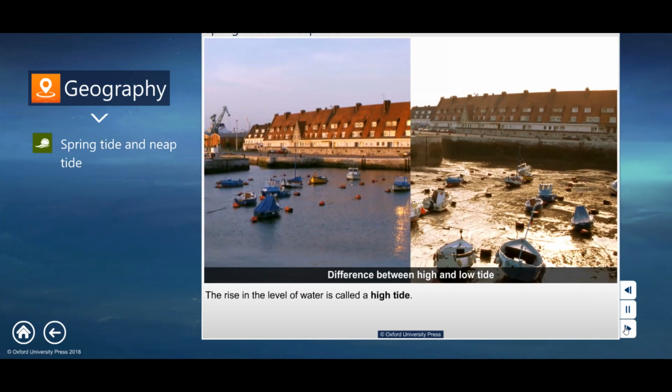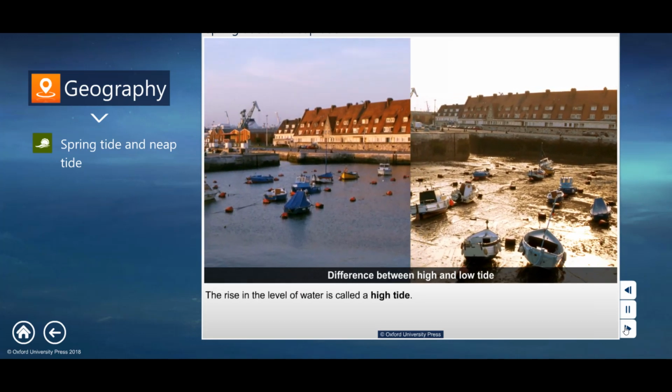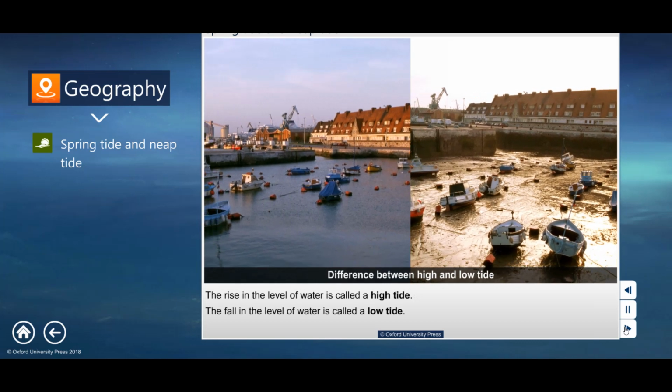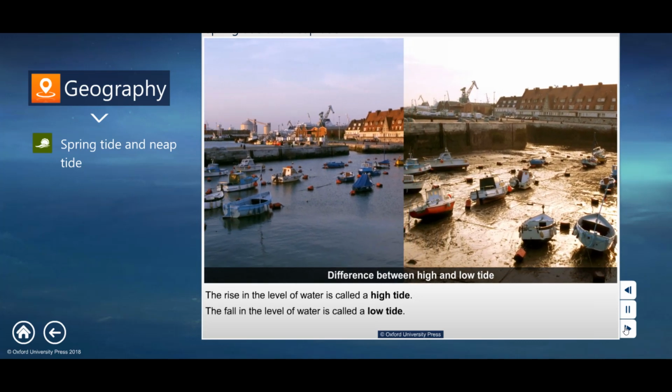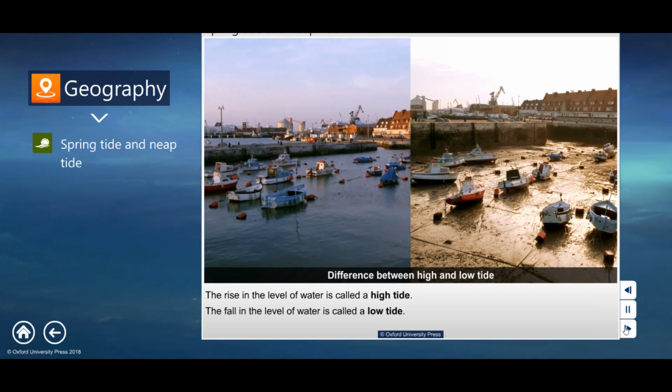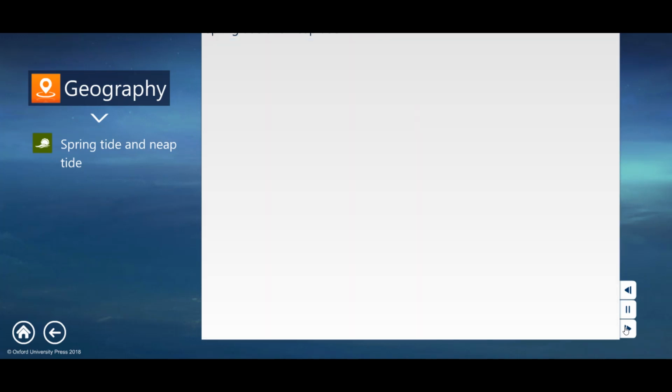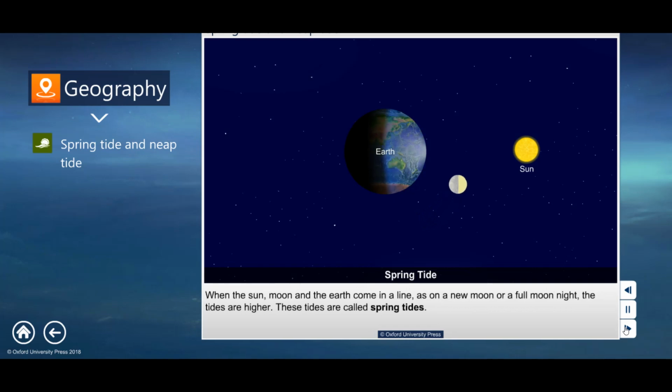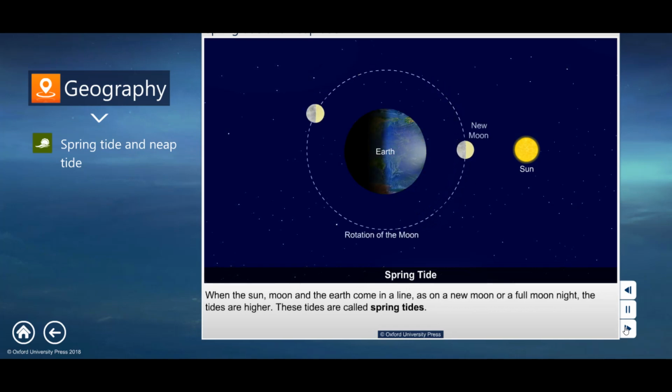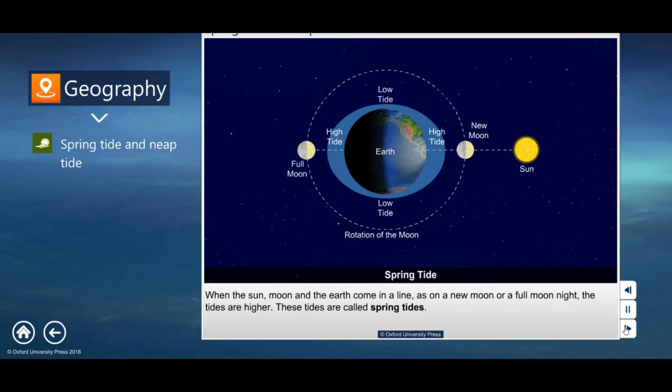The rise in the level of water is called a high tide. The fall in the level of water is called a low tide. When the sun, moon, and the earth come in a line, as on a new moon or a full moon night, the tides are higher. These tides are called spring tides.